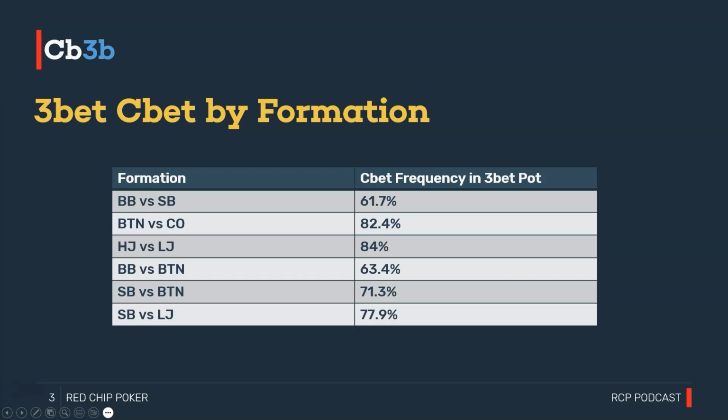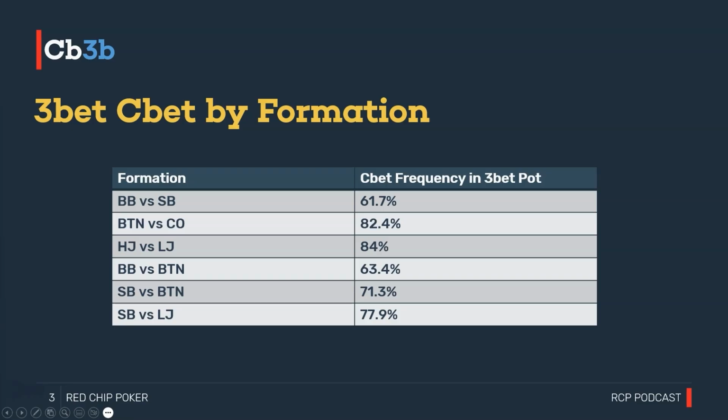So small blind 3-bet against a low jack open, we can describe that as early position formation. We know the c-bet frequency is going to be fairly high because we're playing early position formation, 77.9% average c-bet frequency, small blind versus low jack. This is not as aggressive as the in-position hijack versus low jack, which is 84%, but it's clear that we're supposed to c-bet quite a bit more frequently small blind versus low jack than small blind versus button.